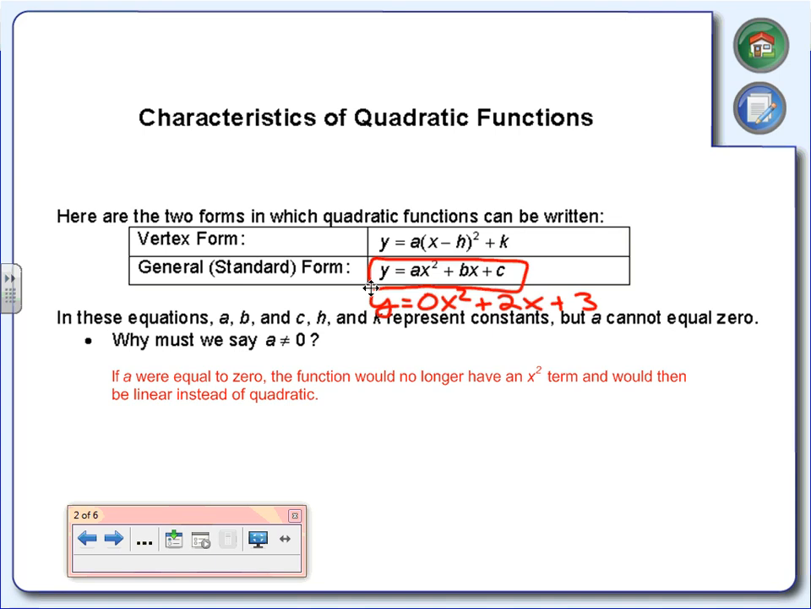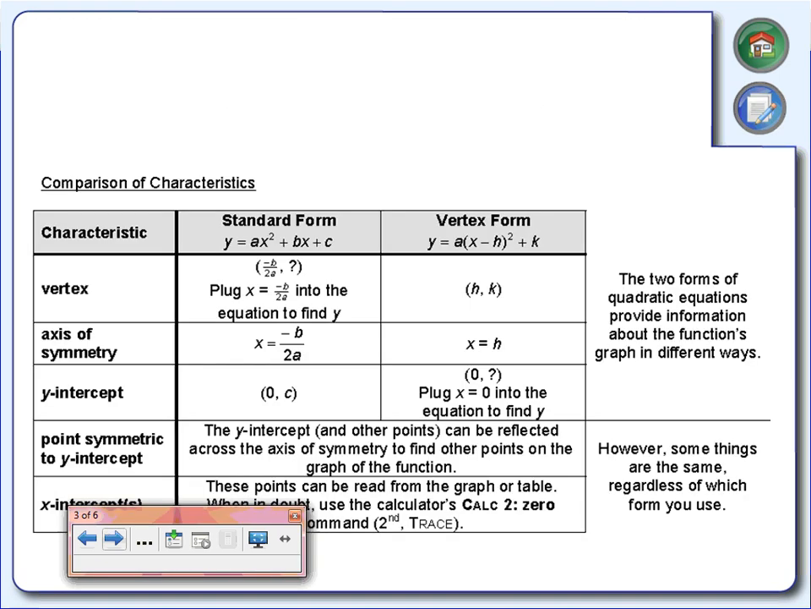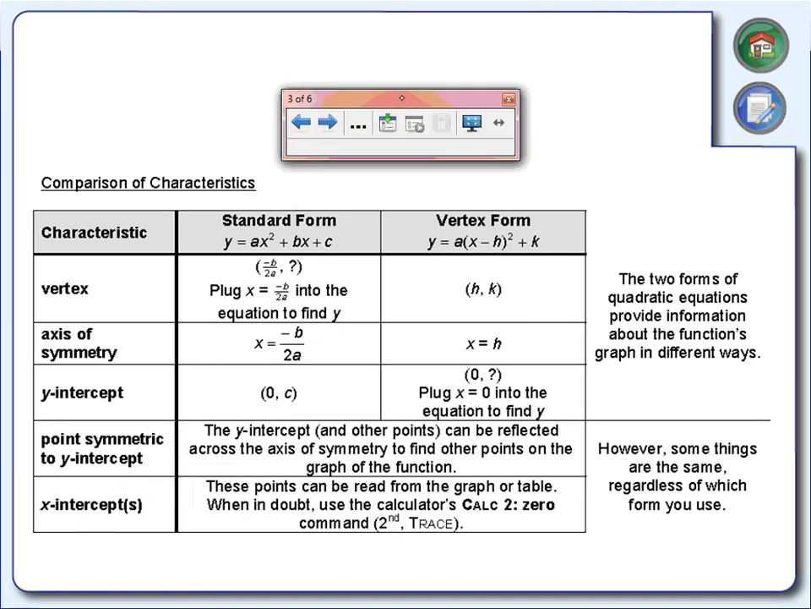All right, so now we're going to look at finding a couple of things from the vertex and the standard form. So here's what we're going to be looking for today. We're going to be looking for that vertex we just talked about, the axis of symmetry, that's that line that cuts the U shape in half. We're also going to be looking for the Y-intercept. We're going to be looking for the point that's symmetric to the Y-intercept. In other words, what's the point directly across from that Y-intercept? And we're also going to be looking for the X-intercepts.